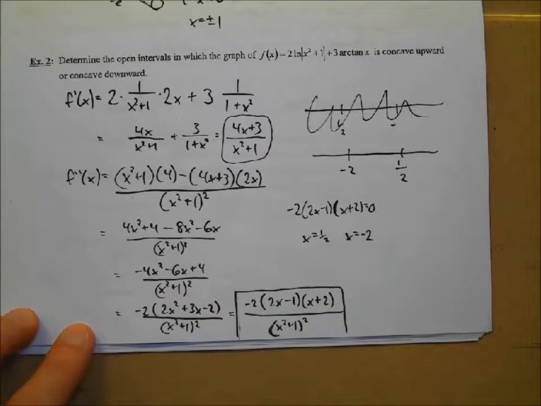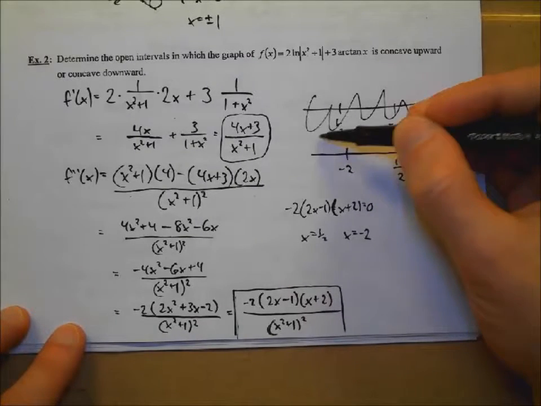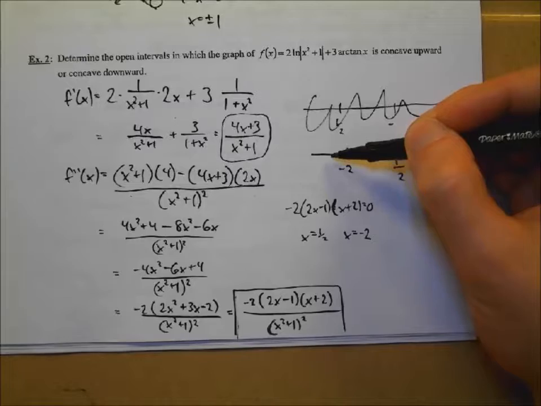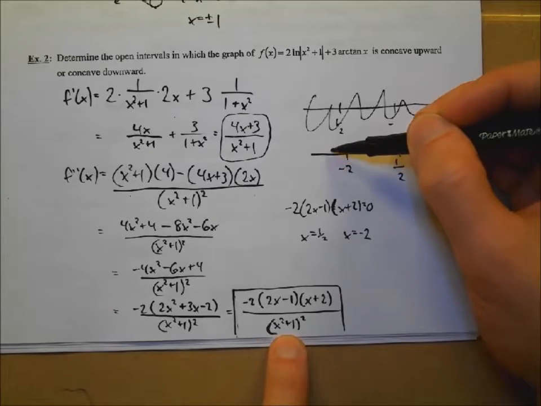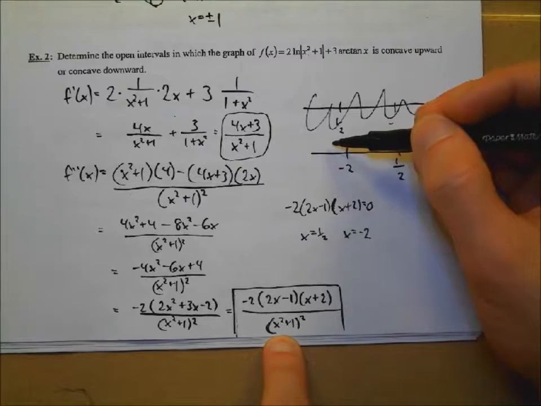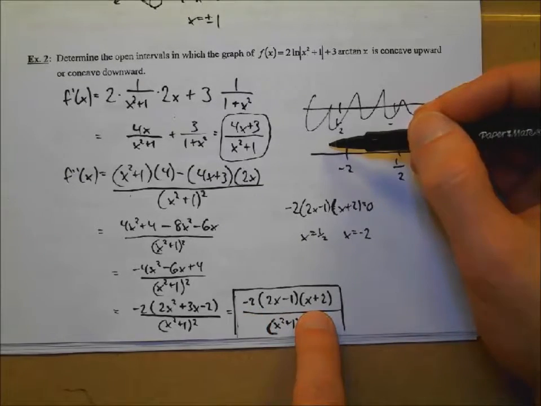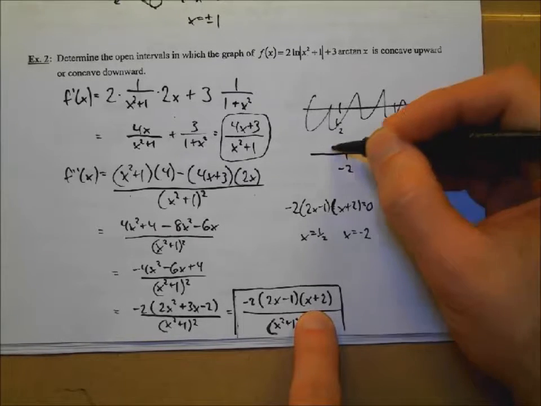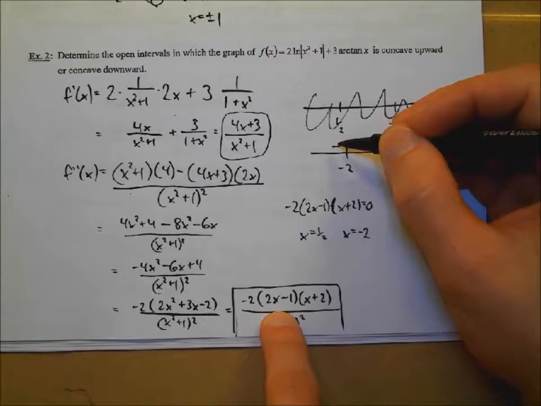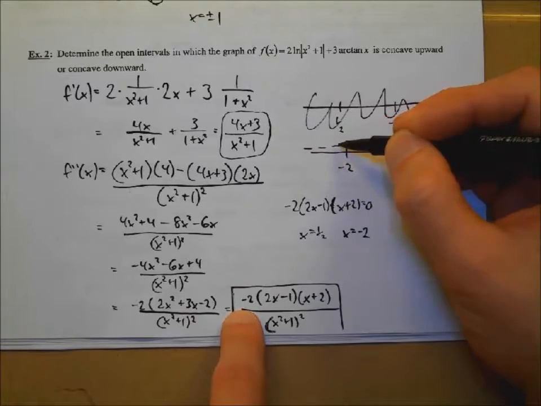So now we're going to pick numbers in our interval here. I'll try -3. And we're going to plug it back into our second derivative. Now the nice thing is the denominator will always be positive. So really it's just a matter of figuring out that numerator here. -3 plus 2 is negative. -3 times 2 is -6. Minus 1 is still negative. But then times a -2 in front. So negative, negative, negative, negative.